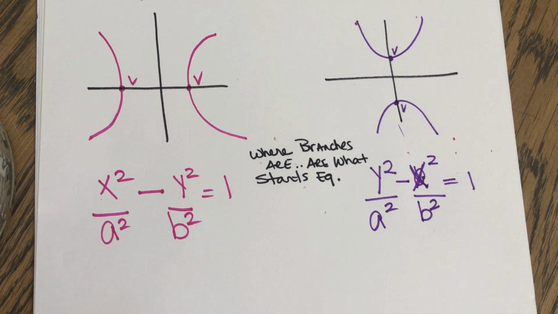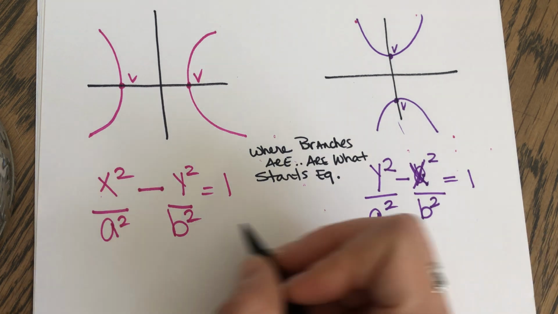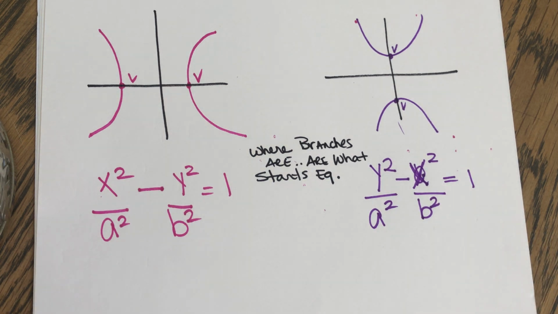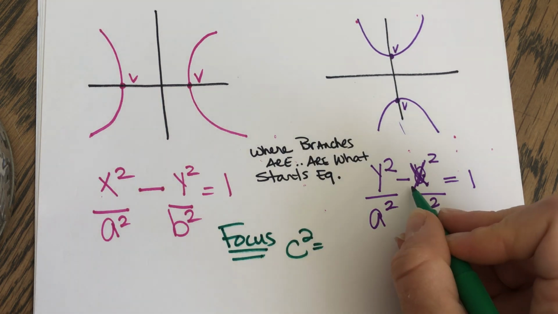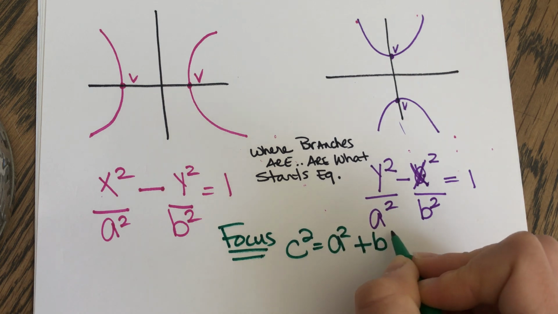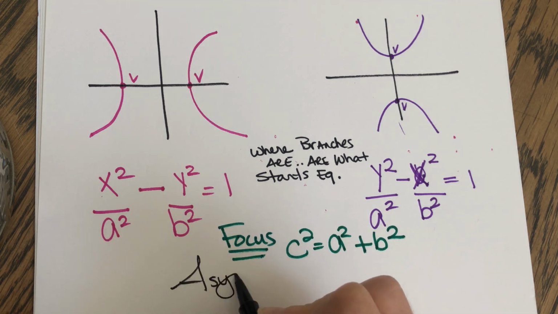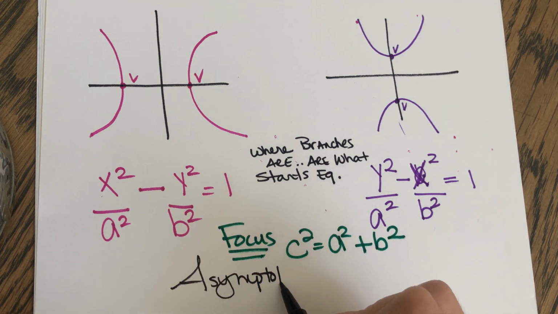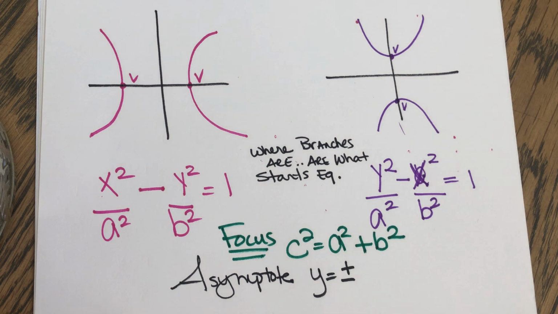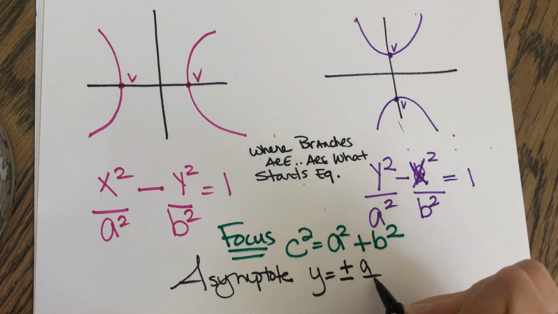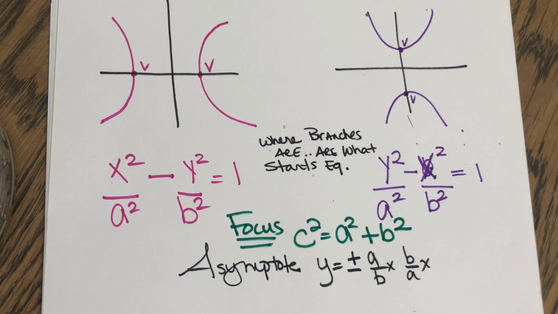The things we want to know, obviously, for this are your vertex, and for your foci, remember it's the opposite. So c squared, since you're starting with a minus, it is a plus. That's how you find your foci. And our asymptote is going to be y equals plus or minus. It'll vary whether it's a over b x or b over a x. But I showed you guys that, and we'll take a look.